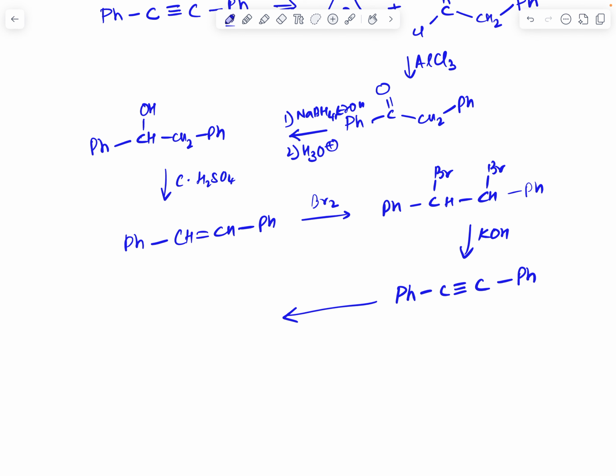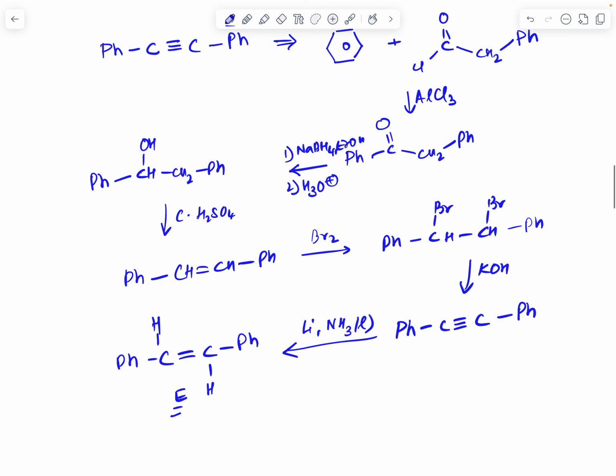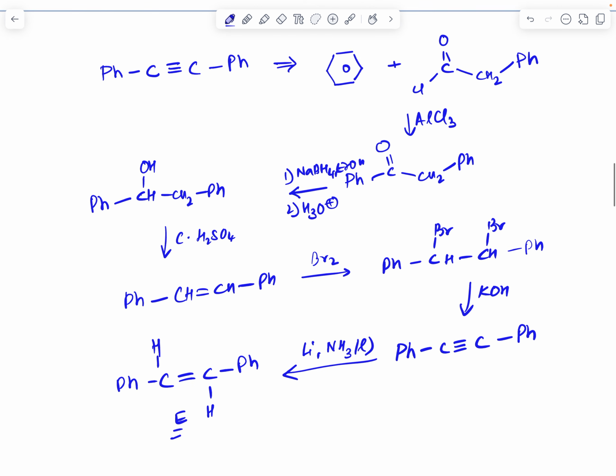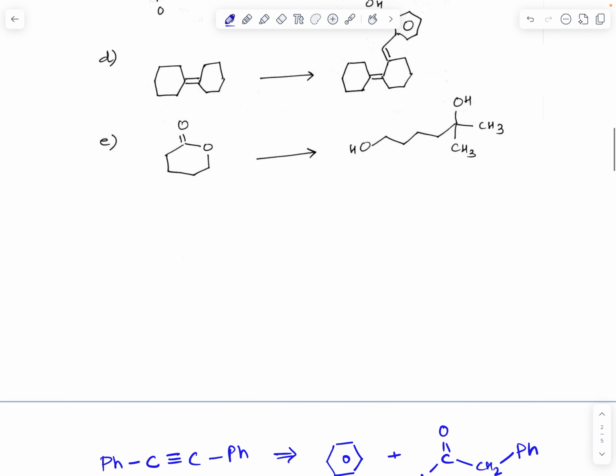And then you do the Birch reduction, which is Li, NH3 liquid. And that gives you C double bond C, Ph. One hydrogen is up, one hydrogen is down, one hydrogen is down, one hydrogen is up, and there you have it, E. Okay, so this problem actually required you to think a lot about your organic 1 reagents. Okay, so that being said, let's take a look at the next problem on the list.